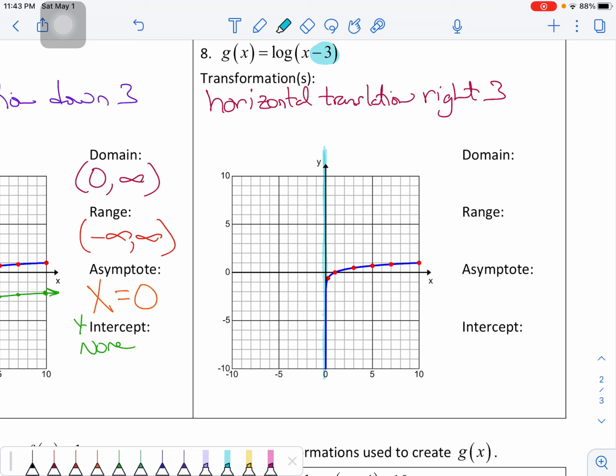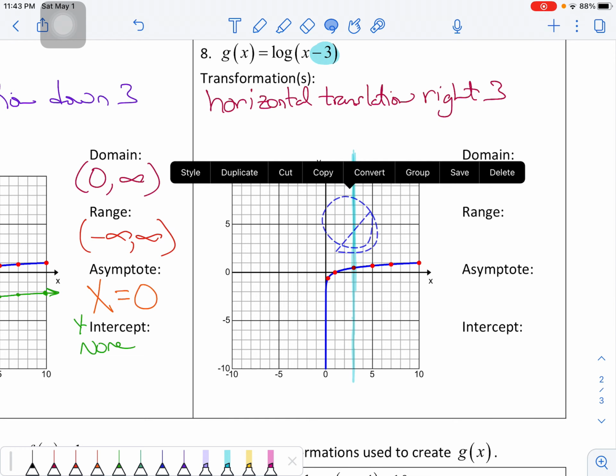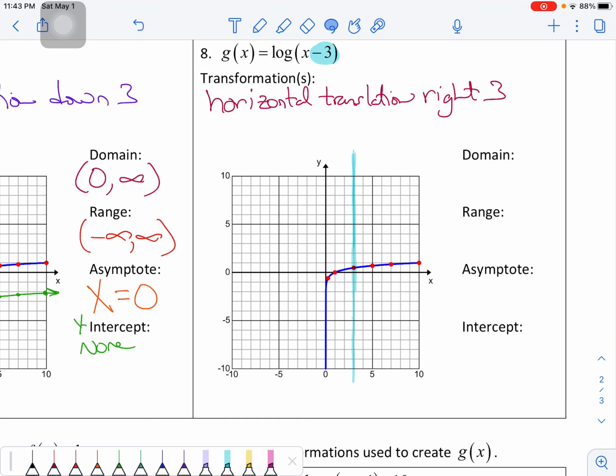All right, I don't want to make it too dark. Basically, I'm going to take it and loop it, and it's going to move to the right 1, 2, 3 units. Okay, so now I know that's where my new asymptote is, and every one of these red points, I'm just going to slide to the right 3 spaces. So let's go ahead. I'll do that in purple, I guess.